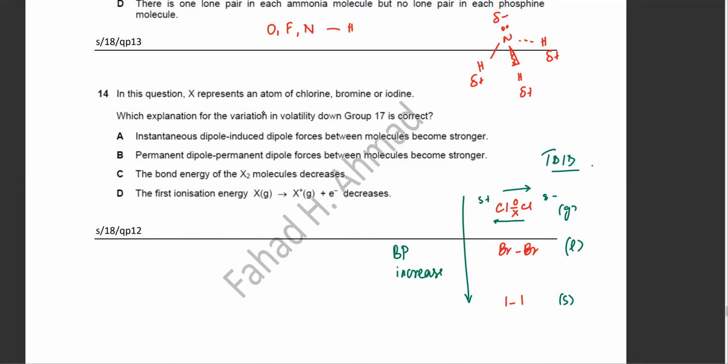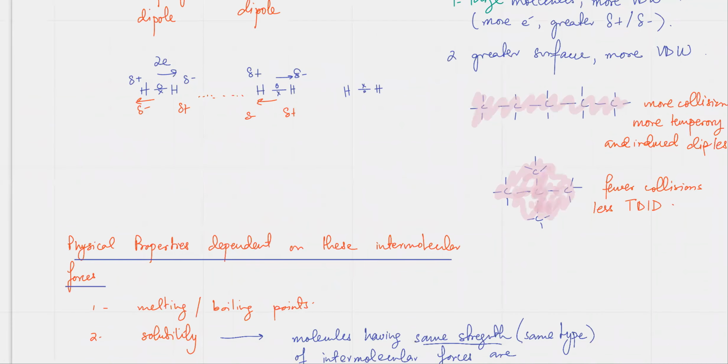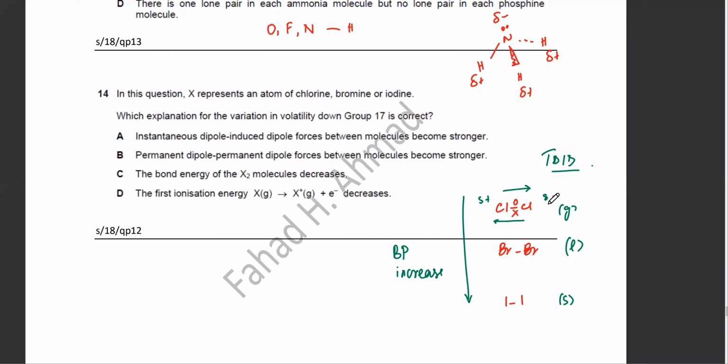So all of them have van der Waals forces. So why does the intermolecular force increase? We just studied that. What happens to van der Waals forces? Larger molecules have more van der Waals forces because they've got more electrons. If you have more electrons that are just fluctuating around, then the van der Waals forces are going to be greater. So this is what's happening over here.